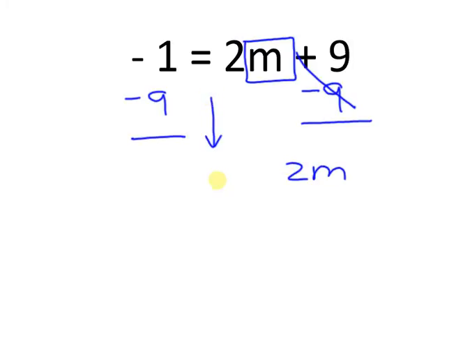Bring down our equal sign. And then negative 1 plus negative 9 is going to be negative 10. And we're left with negative 10 equals 2m. It just looks weird because it's flipped around.